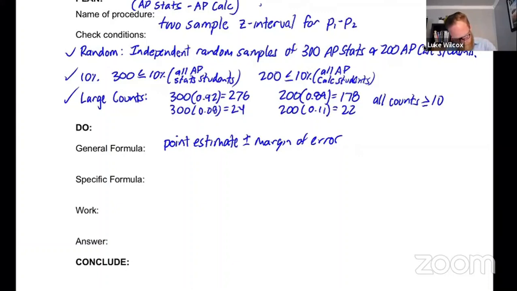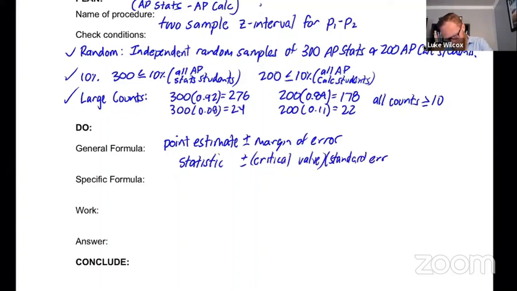Which says the statistic plus or minus the critical value multiplied by the standard error of the statistic. Now, a little bit more to the formula this time because we now have the difference between two proportions. So the statistic this time is the difference between the two sample proportions, P1 hat minus P2 hat. The critical value still has a normal distribution, which is Z star. Now, the standard error of the statistic is this big long formula.